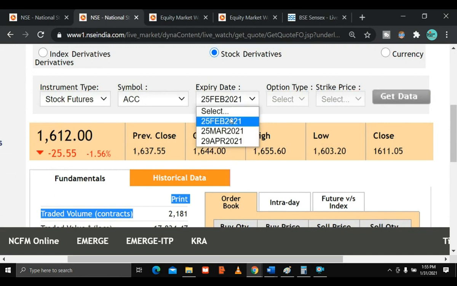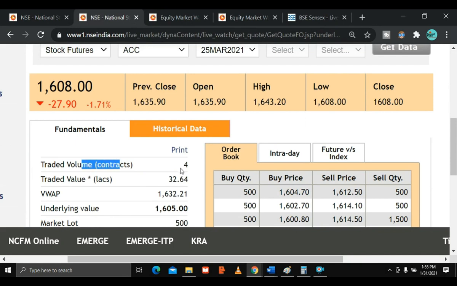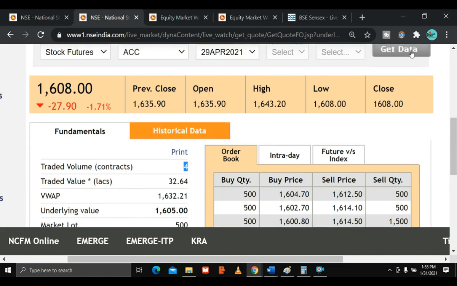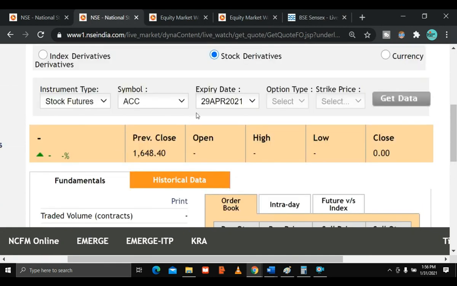If I go back to the further month contract, March, if I click on that, I'm going to upgrade that. Look at this trade volume. How much do you see here? 4. That means if you trade in further month contracts, there will be no volume. Volume means there are not a lot of people in that contract. Look at this contract, there is nobody there. Still, it is not trading.